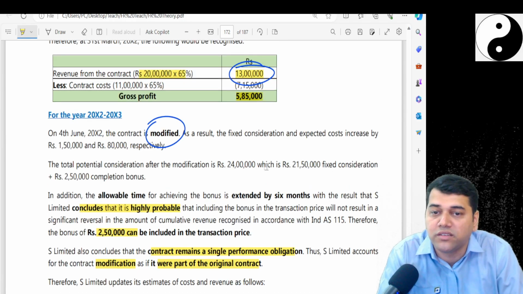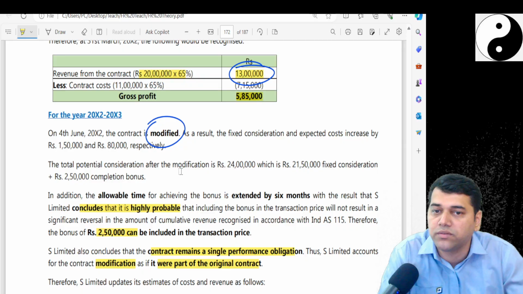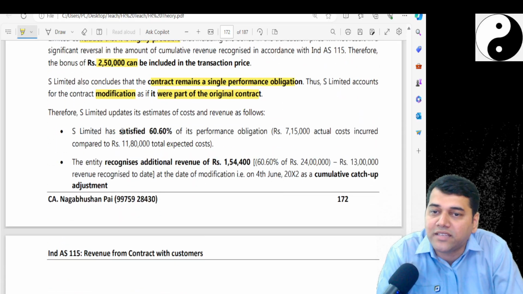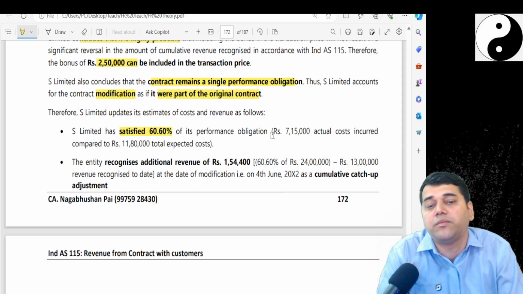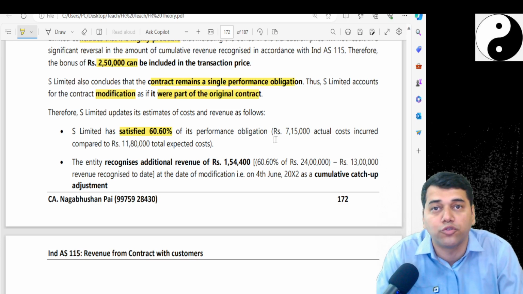Total potential consideration to be changed: fixed consideration plus completion bonus. So now how are you going to account for it? S Limited has satisfied 60.6% of the performance obligation. Okay, how? A new learning for you through this RTP.